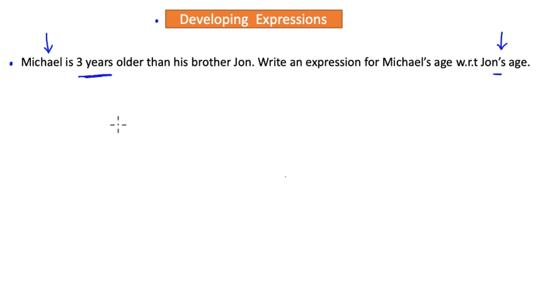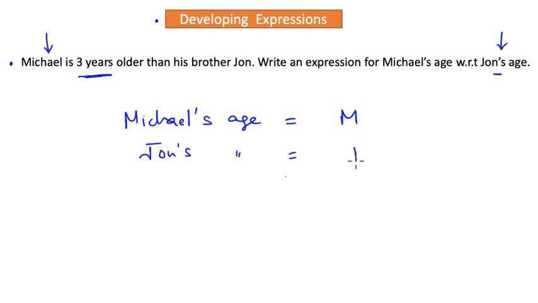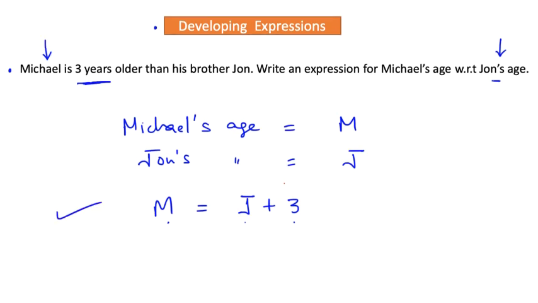So to begin with, I will assign some variable names. I'll say that Michael, who is the older brother, has his age defined as variable M, and John's age is defined as variable J. Now, as simple as it is, Michael is always going to be 3 years older than John. So Michael's age is equal to John's age plus 3, M = J + 3. Okay, and that's it. You're done. This is how you form an expression. So this was a simple example.